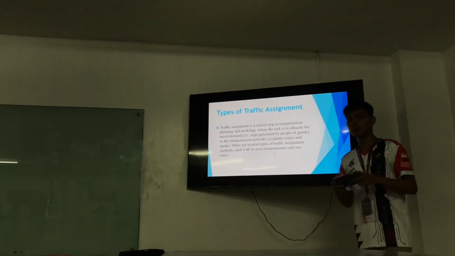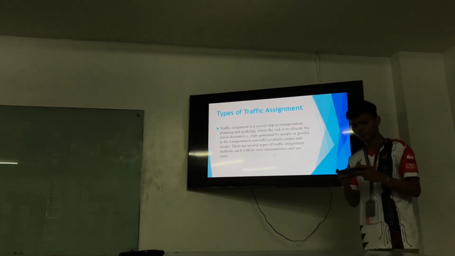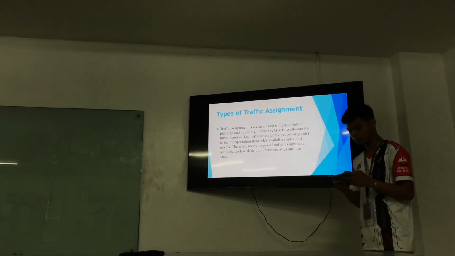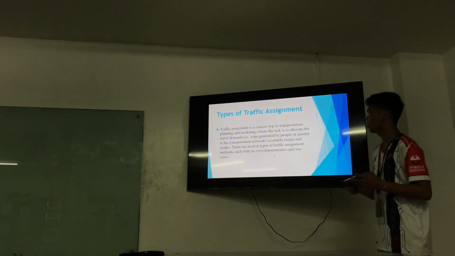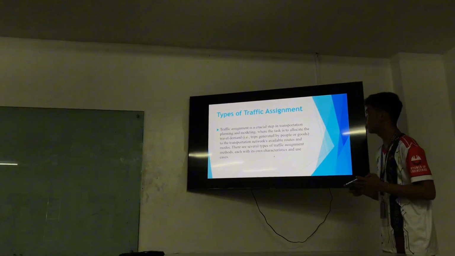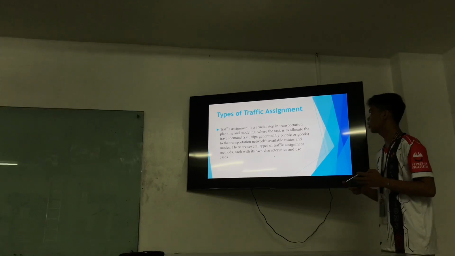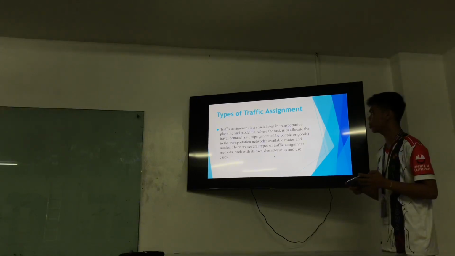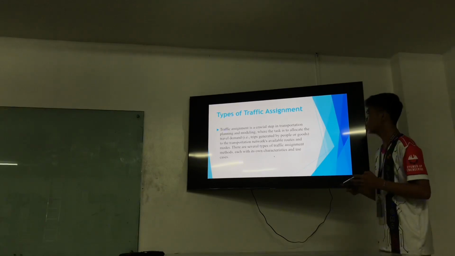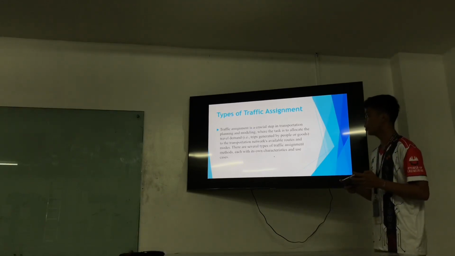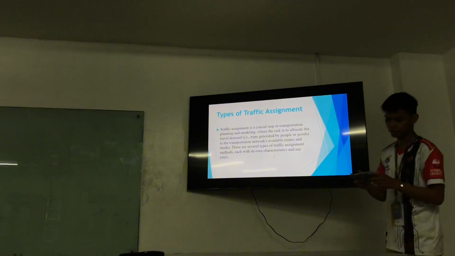So we have different types of traffic assignments. Traffic assignment is a crucial step in transportation planning and modeling, where the task is to allocate the travel demand, which are the trips generated by people or goods, to the transportation network's available routes and modes. And there are several types of traffic assignment methods, each with its own characteristics and use cases.